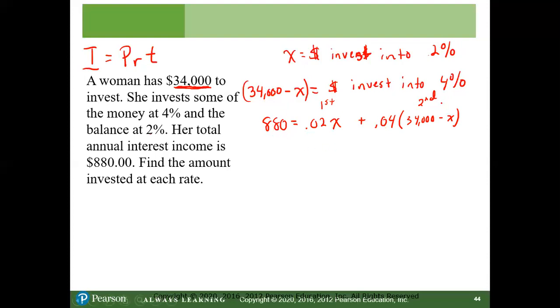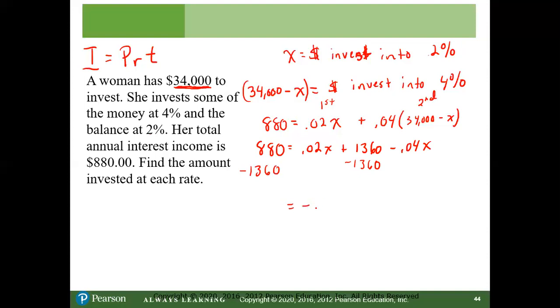All right, so we are going to distribute the 0.04 into our set of parentheses so we can start to solve this equation. So let's go ahead and do that now. So we've got 880 is equal to 0.02x plus 1360 minus 0.04x. Again, we got this by distributing our 0.04 into the set of parentheses. So the next thing I'm going to do is combine like terms, and I will also subtract 1360 from both sides, so that way I can start to get x by itself.